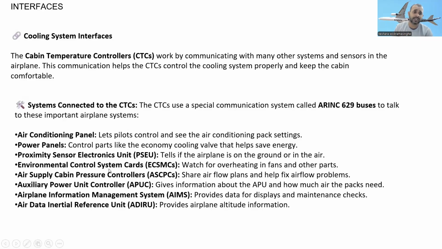And environmental control system cards watch for overheating of the fans and other parts. And air supply cabin pressure controllers share airflow plans and help fix airflow problems. And auxiliary power unit controllers give information about the APU and how much air in the packs is needed. And the airplane information management system provides data for display and maintenance checks. And the air data inertial reference unit provides airplane altitude information.